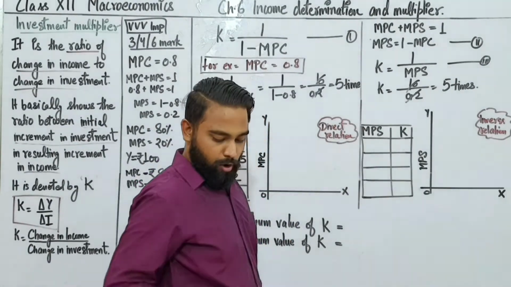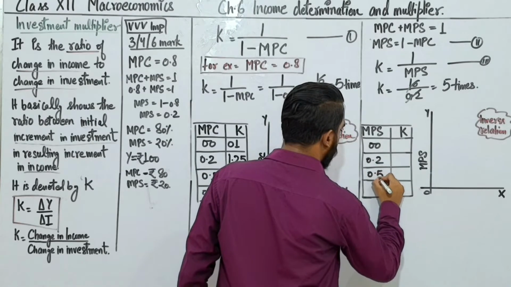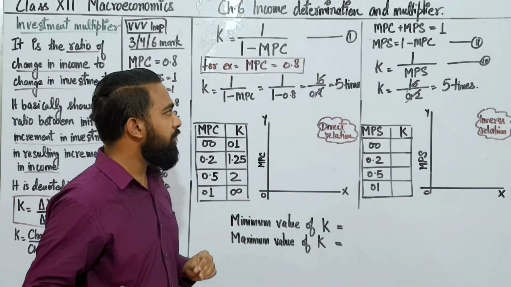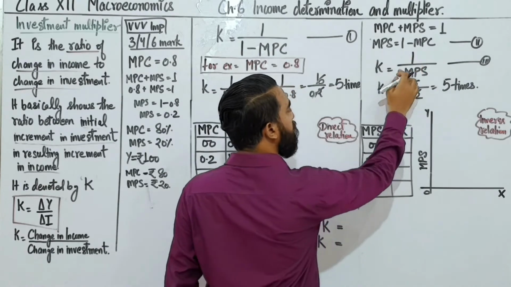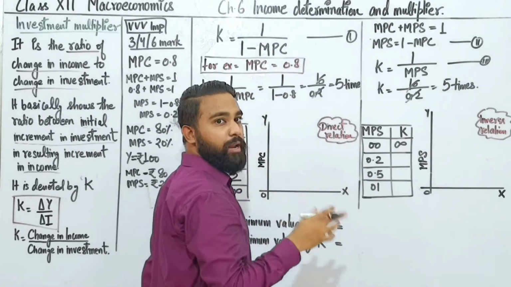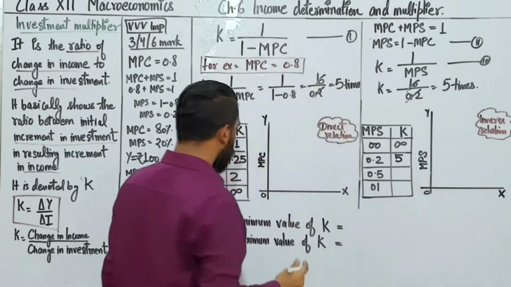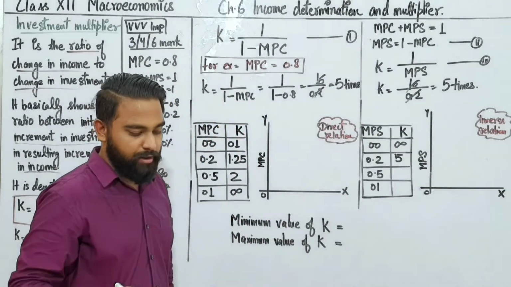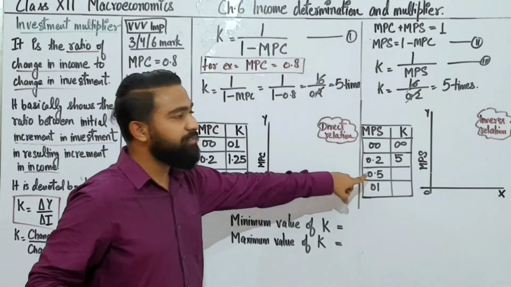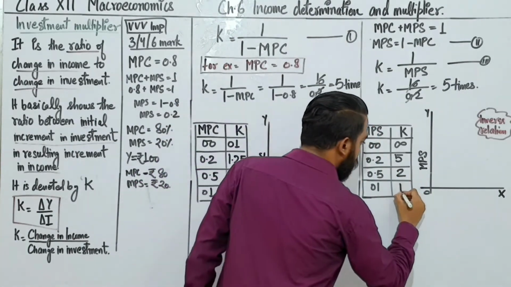Fine. Now let's do the same for the MPS again. Suppose the value of MPS is 0, 0.2, 0.5 and 1. Now we will see what is the change in the multiplier. When MPS is 0, 1 upon 0 is infinite. 1 upon 0.2 is 5. 1 upon 0.5 is 2, and 1 upon 1 is 1.